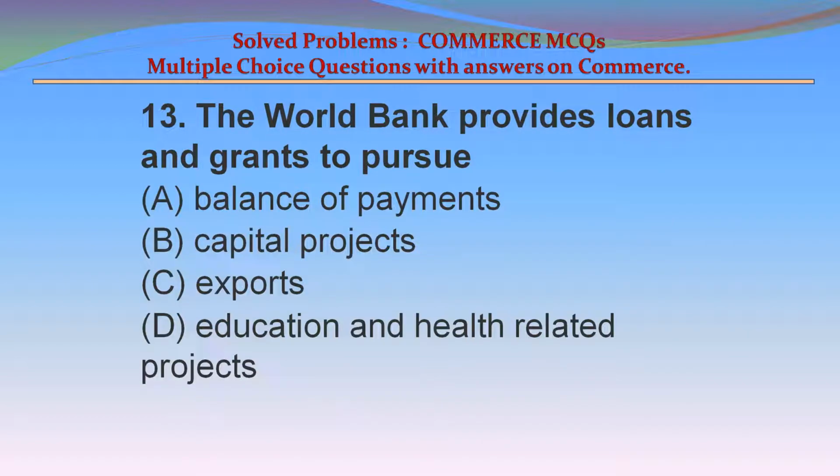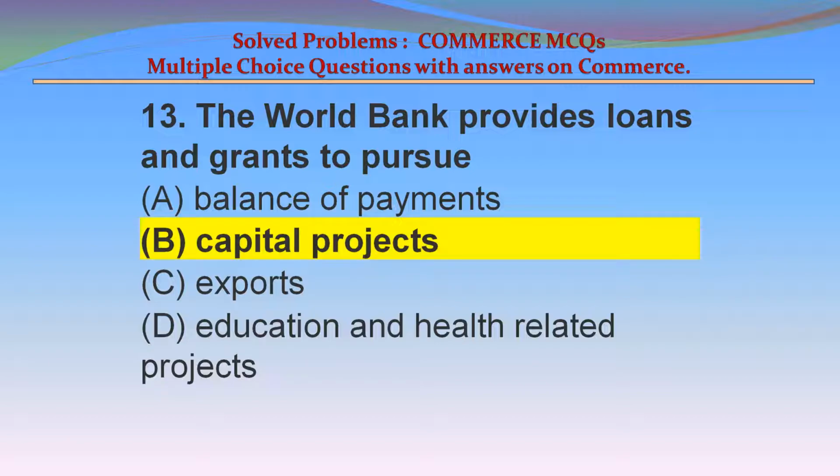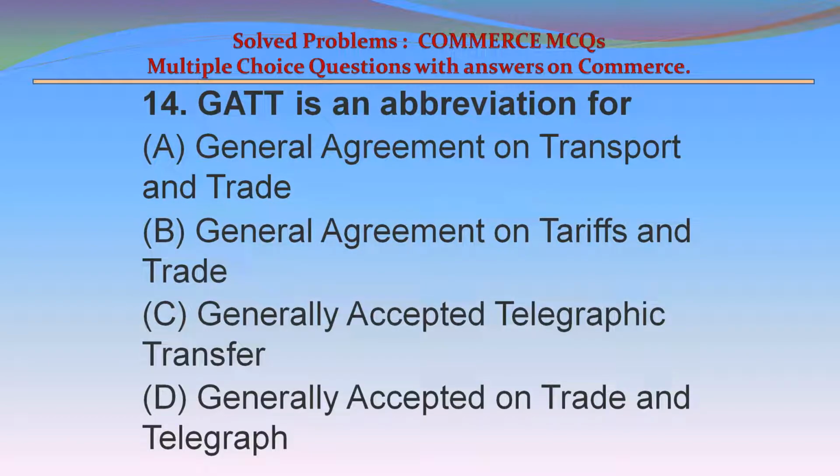13. The World Bank provides loans and grants to pursue option A, balance of payments; B, capital projects; C, exports; D, education and health related projects. Answer B, capital projects.